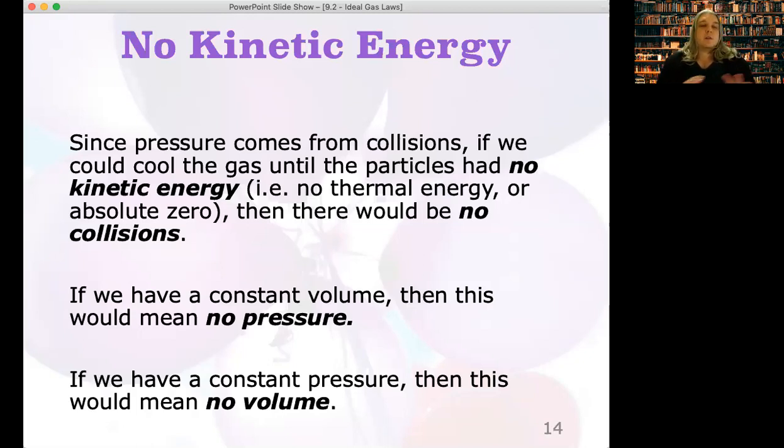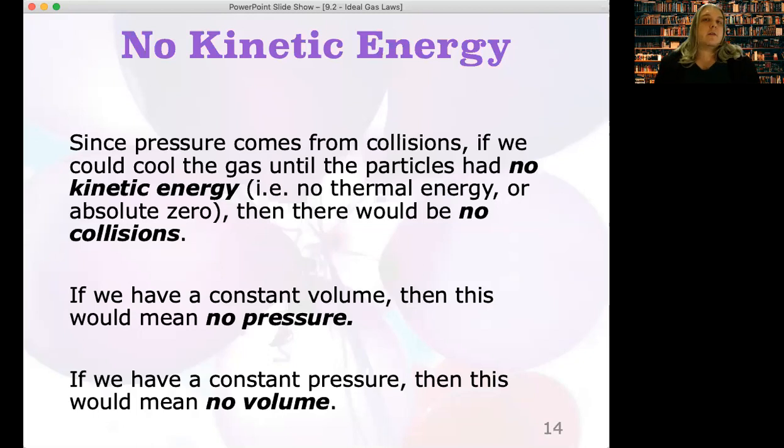So just a moment on that constant pressure, either no pressure or no volume. If you've got a constant volume, so the volume can't change of our little canister, then as the particles slow down to no energy at all, they would just simply fall to the bottom of the canister where they would sit with no energy and not colliding on anything, right? So there's nothing at all hitting the inside of the container. So we've got no pressure.